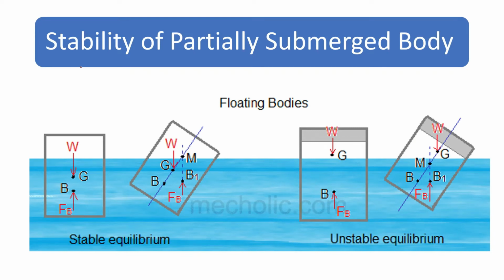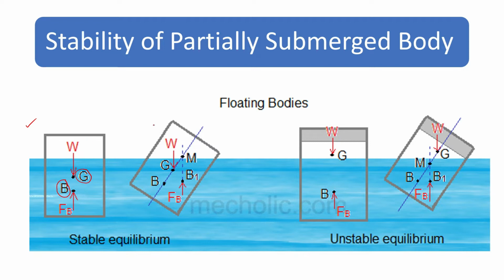In this lecture, we will discuss the stability of a partially submerged body. So you can see here this body floating, and you can see the center of buoyancy here, and the center of gravity is here. That means the center of buoyancy is just below the center of gravity. At the center of gravity, the weight of the body is acting downward. At the center of buoyancy, the buoyancy force is acting upward.